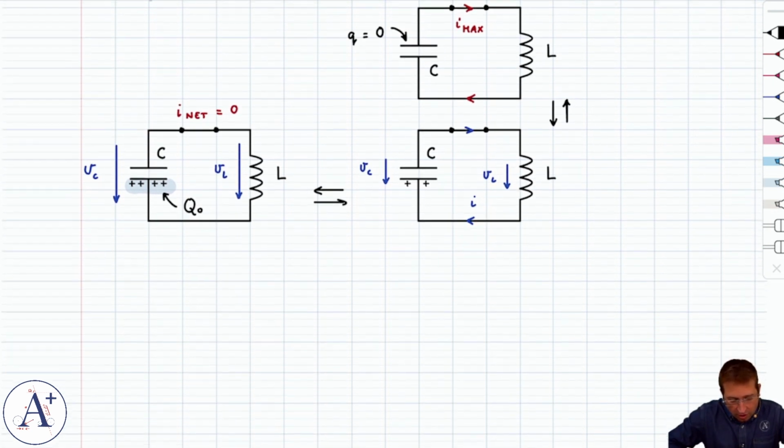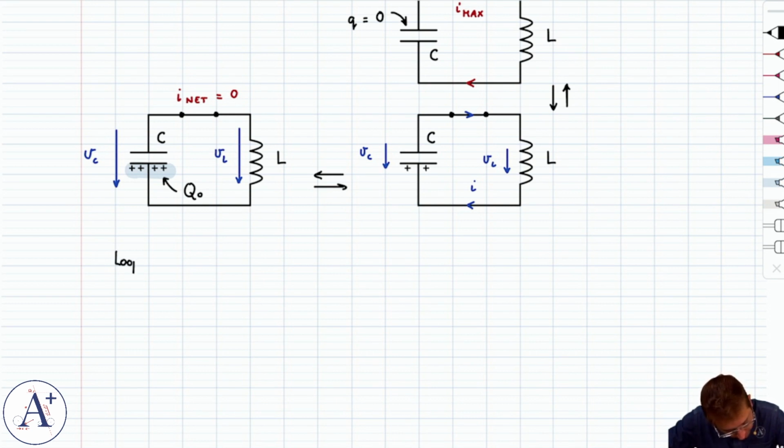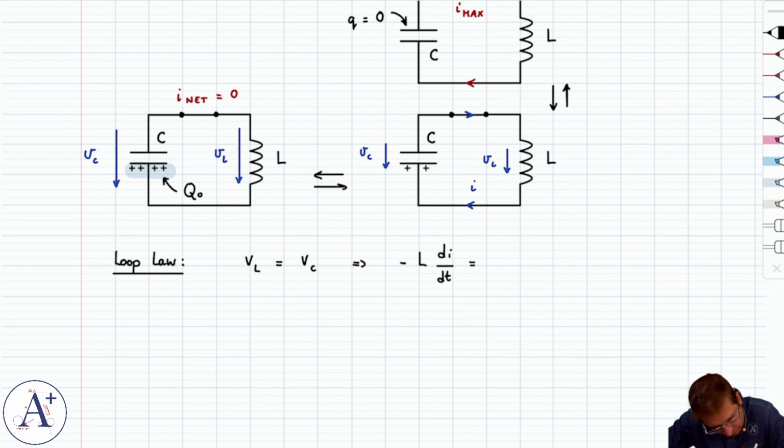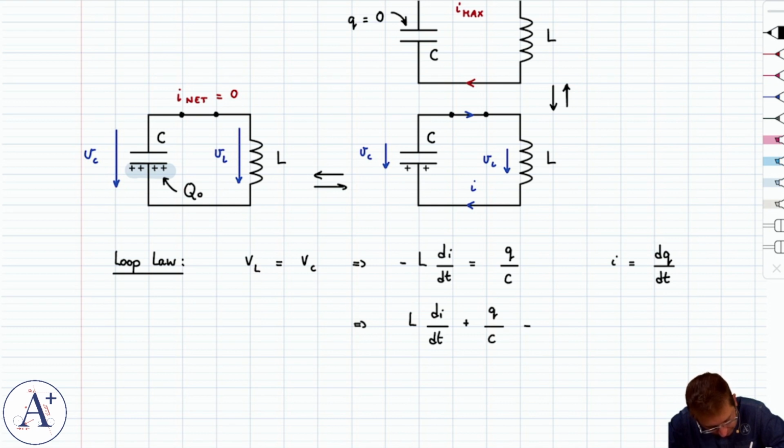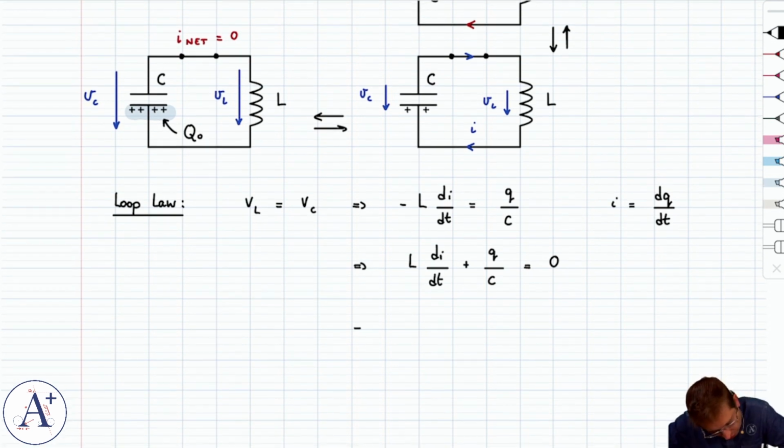And to do that, we'll do what we've done all along, which is write the loop law. And by the loop law, we know that VL is equal to VC. That means that minus L di dt is equal to VC, well, that's just Q divided by C. And recall, by the way, that I is dQ dt. So what do we get? We get L di dt plus Q over C is equal to zero. And we can do one better, because if I is dQ dt, then di dt is really d2q dt squared, plus q over c. And here's our differential equation.